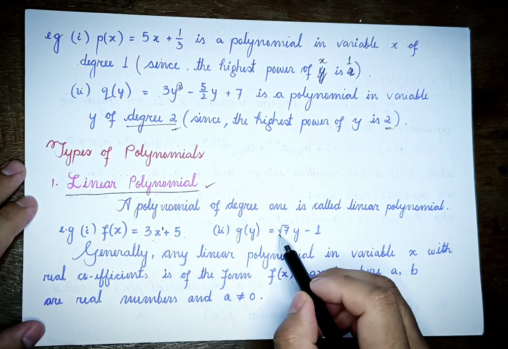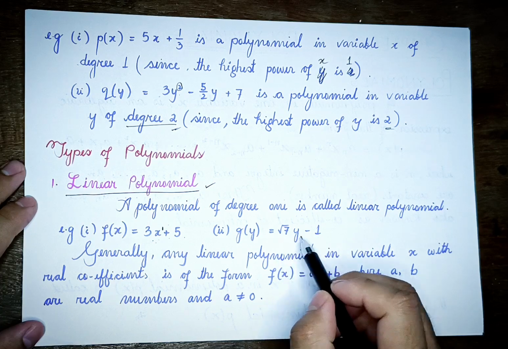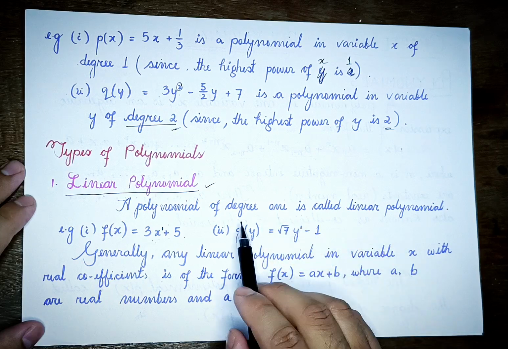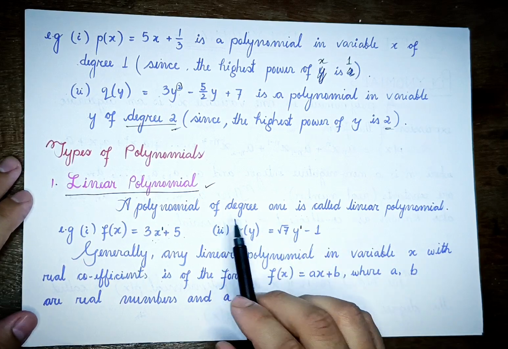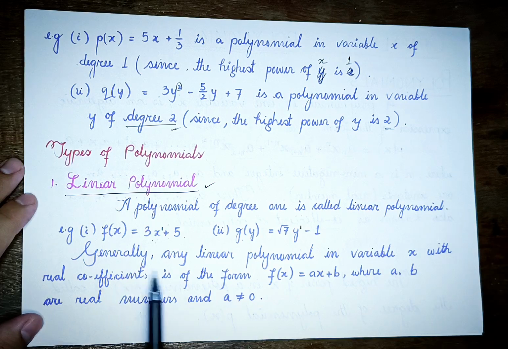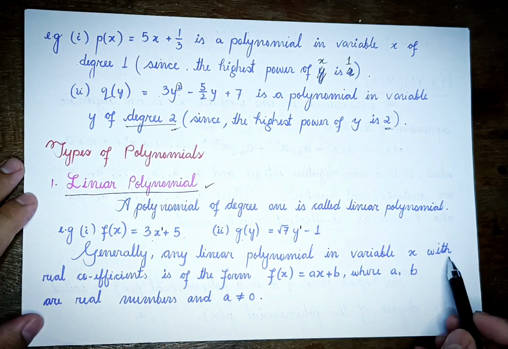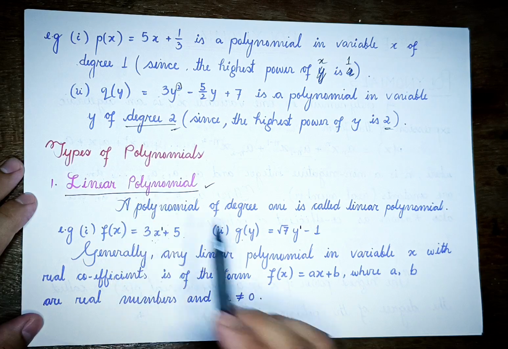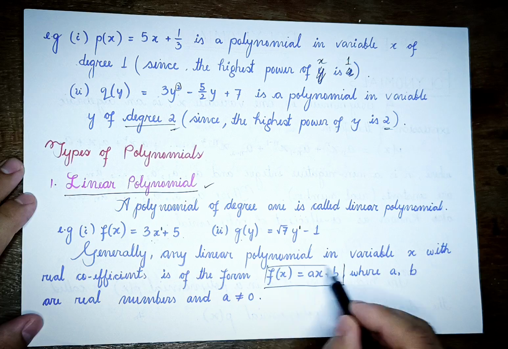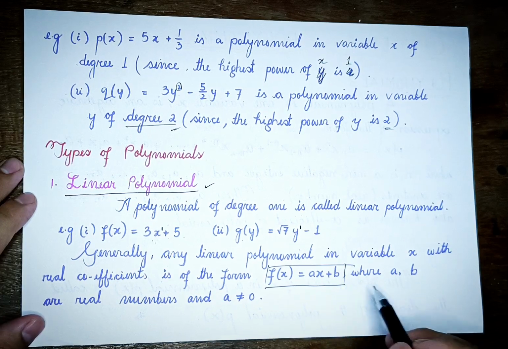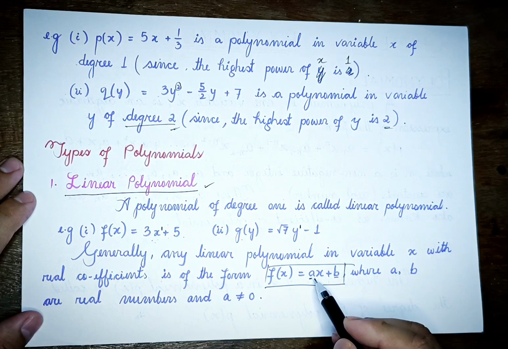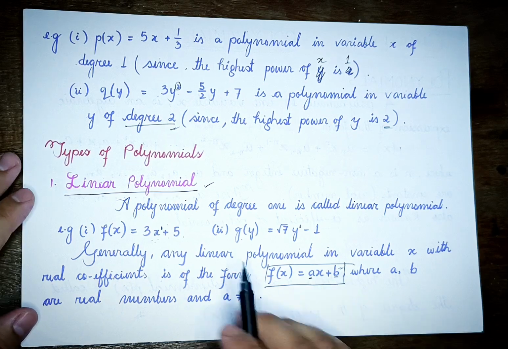Here g of y is equal to root 7 y minus 1. Here the power of y is 1. So this polynomial is a linear polynomial. Generally, every linear polynomial in variable x with real coefficients is of the form f of x is equal to ax plus b, where a and b are real numbers and this a must not be equal to 0, but this b can be 0. Okay.